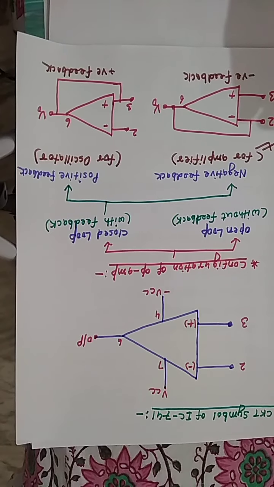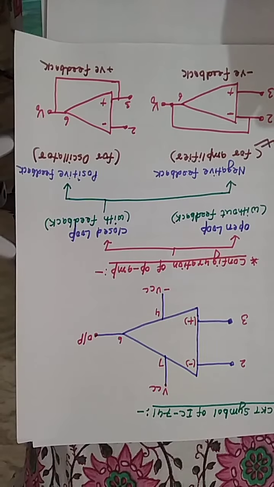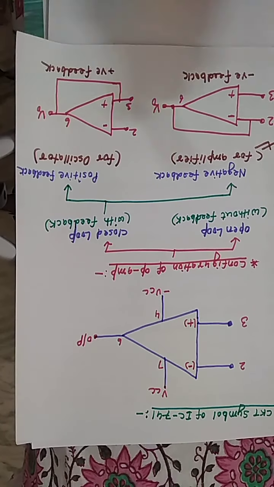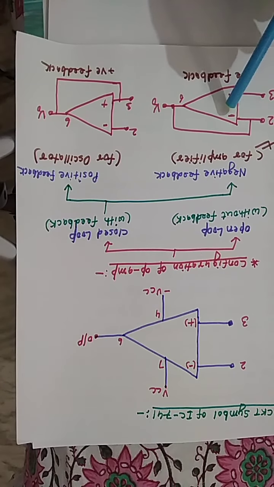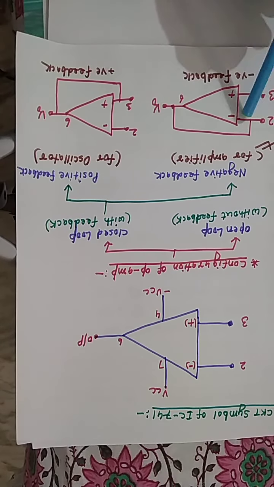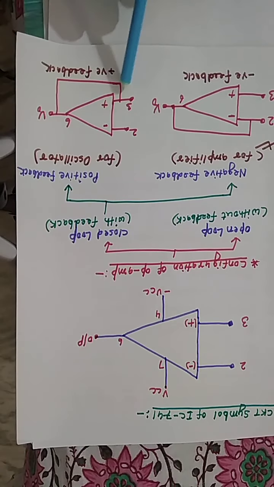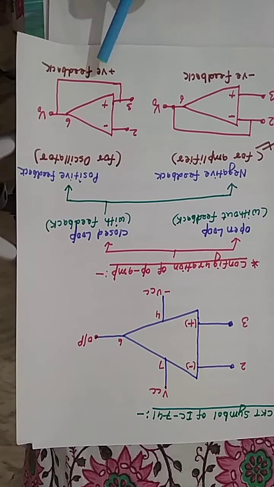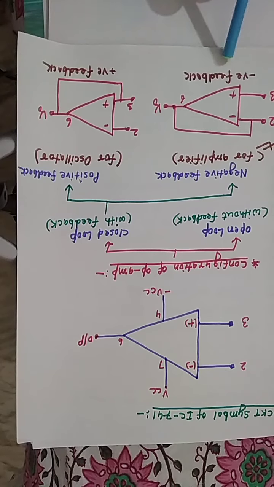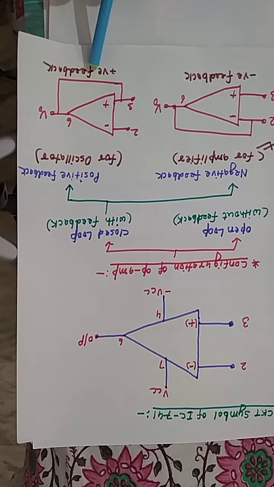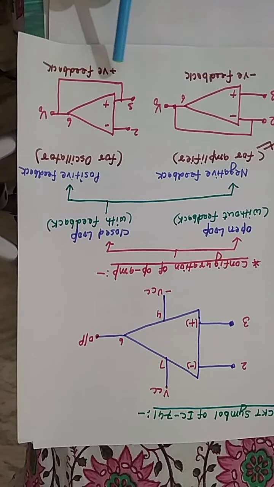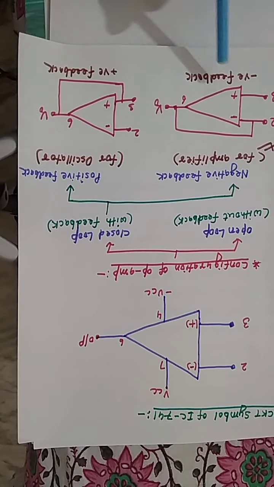There is a feedback system in the closed loop configuration, but feedbacks are of two types: negative feedback as well as positive feedback. If the output is connected with the inverting terminal, that is the negative terminal, this is called negative feedback. If the output is connected with the positive terminal, it is called positive feedback. Negative feedback is used in amplifiers, and positive feedback is used for oscillators. Okay guys, this means in our syllabus we need to only study the negative feedback.